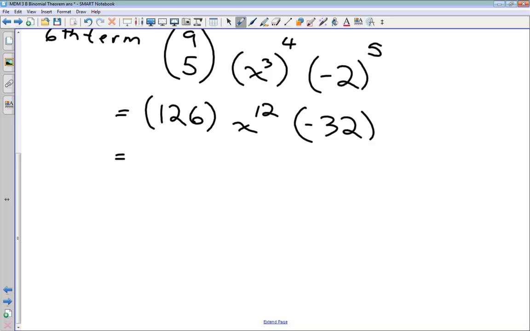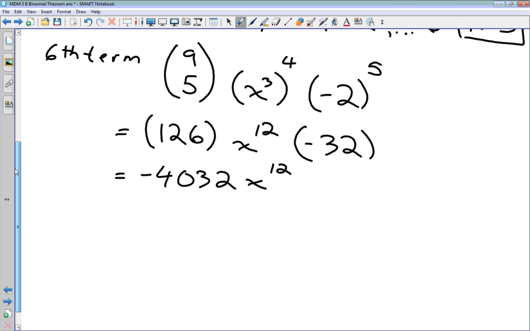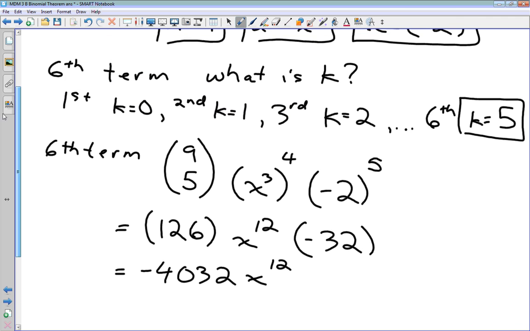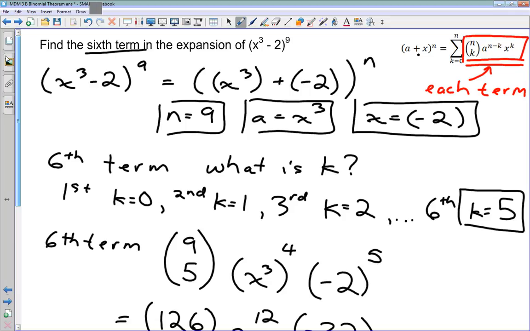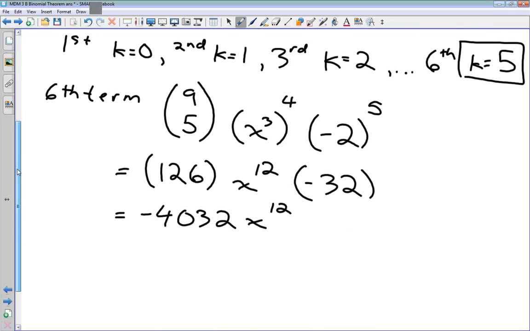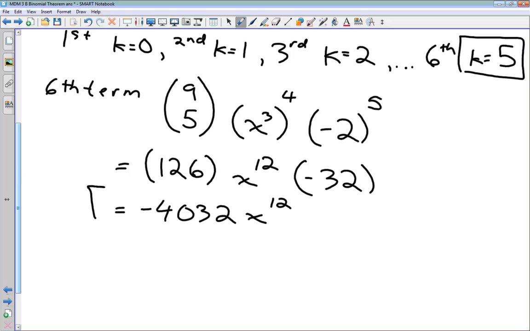And then we multiply the 126 and the negative 32 together. Negative 4,032 x to the power of 12. That would be the sixth term in the expansion of x cubed minus 2 to the power of 9. And that's all we need for our final answer.